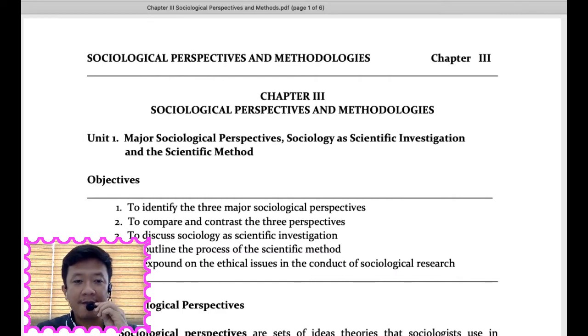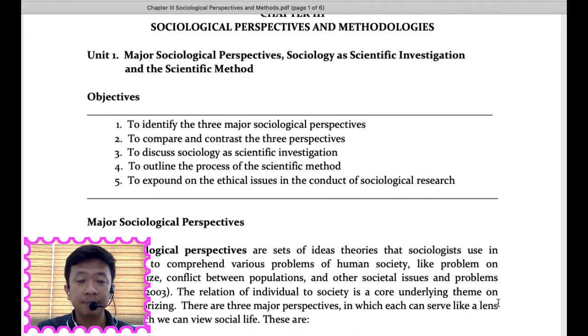So we have many objectives to target for this chapter, first of which is for us to be familiar with the three major sociological perspectives in the discipline. Two would be to have a comparison and contrast of these perspectives. Third will be to understand the nature of scientific investigation being conducted by sociologists.